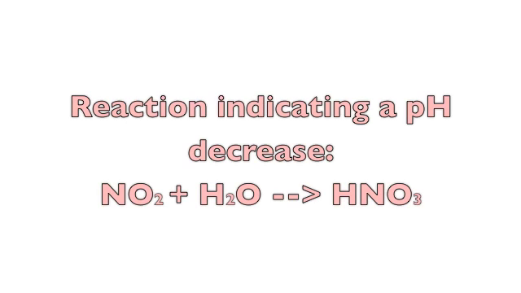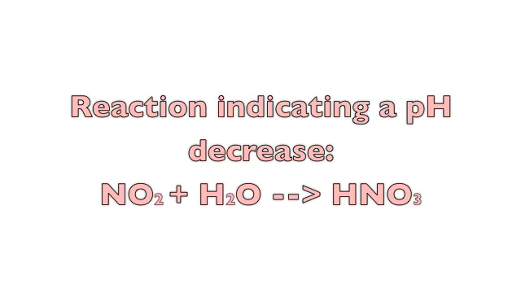A reaction indicating a pH decrease, which is when it goes from a higher to a lower number, is the reaction nitrogen dioxide plus water, which yields HNO3, which is a very strong acid. So the NO2 acts as the base and the H2O acts as the water, which forms this very strong acid, HNO3.